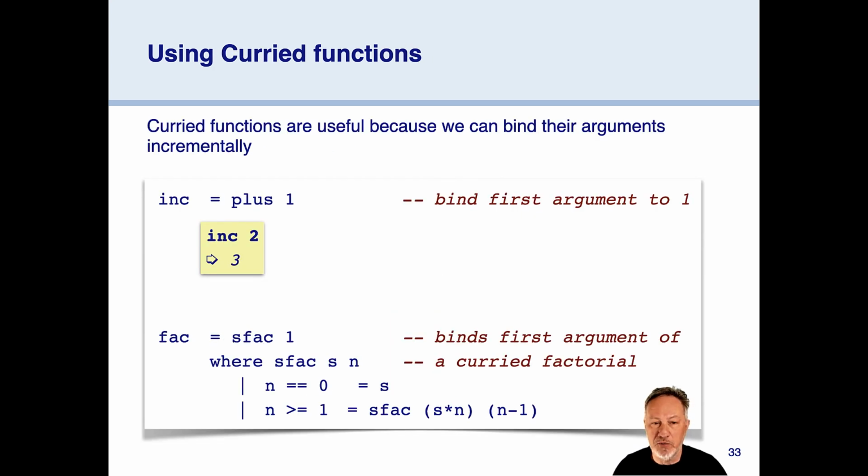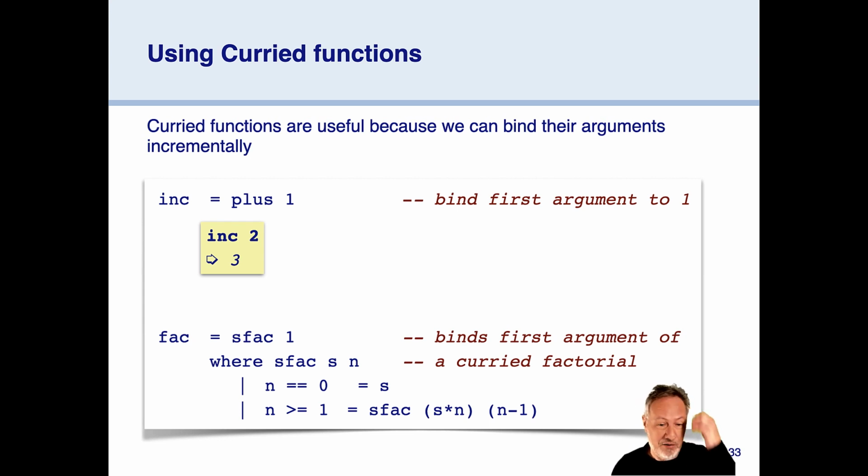As a consequence, we can write something like this. inc is equal to plus 1. Plus 1 returns the anonymous function that adds 1 to its argument, except now that we've bound it to the function named inc, it's no longer anonymous. So inc of 2 will give us 3.